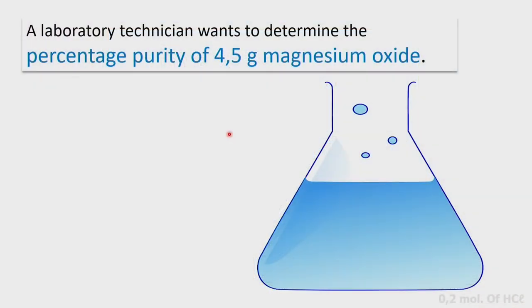Now, just watch what the plan is to solve this problem. If you go back to the screen, that laboratory technician wants to determine the percentage purity of 4.5 grams of magnesium oxide. Now, this is what we call a level 3 to level 4 question, because now you must figure out a way of how I'm going to get there and what I'm going to do.